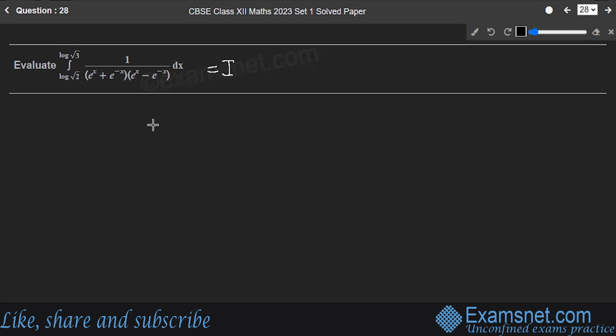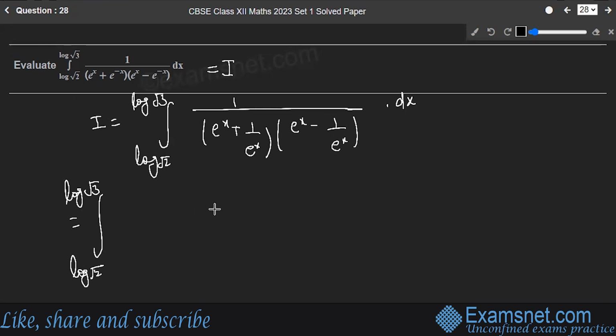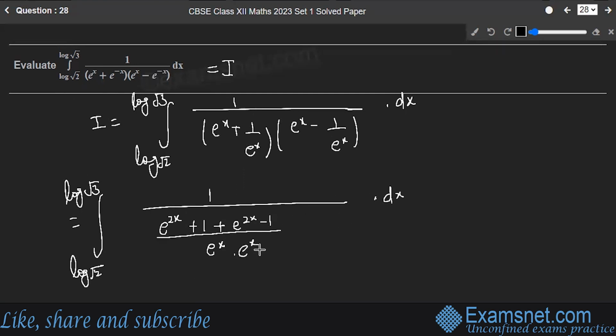So I is equal to the integral from log root 2 to log root 3 of 1 upon (e raised to power x plus e raised to power minus x) times (e raised to power x minus e raised to power minus x). I'll be taking this e raised to power x as the LCM, 1 upon e raised to power x as LCM. This is e raised to power 2x plus 1 and e raised to power 2x minus 1 into dx.